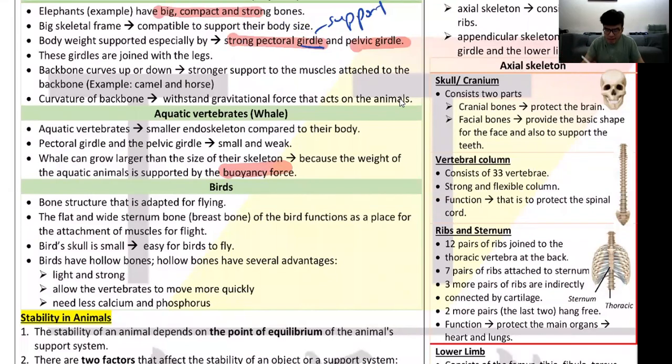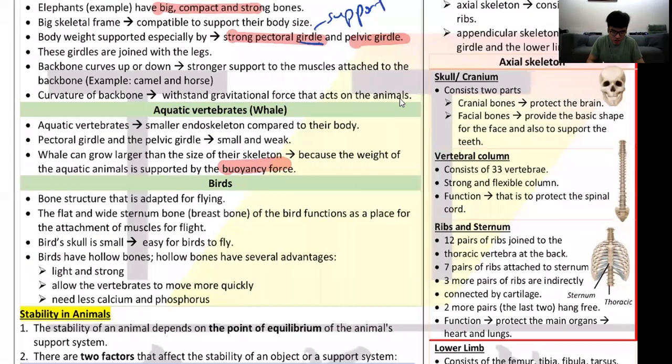your arms. Okay, and then your pelvic girdle. Without pelvic girdle, you wouldn't have your lower limb. You will not have your legs. So your legs are attached to your pelvic girdle, your arms are attached to your pectoral girdle. Without them, you wouldn't have limbs, you wouldn't have arms and legs.